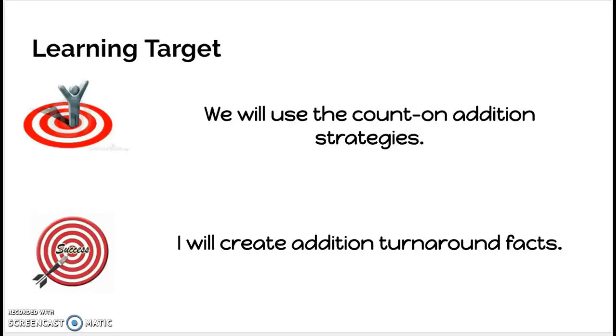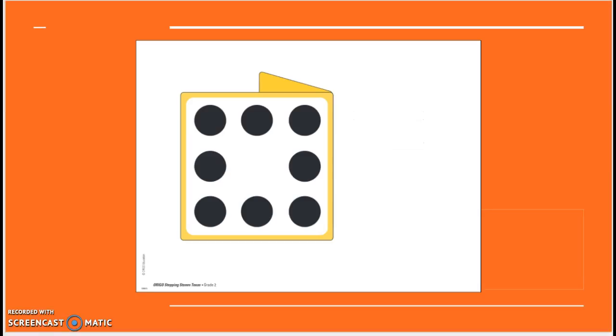Now that you've shared your thoughts on what it means to count on, let's look back at our learning target. We will use the count on addition strategies. You've got it when you will create addition turnaround facts. So let's look at that one more time. If you are counting on for these parts or add-ins, we see that there are, show me with your fingers, how many dots.